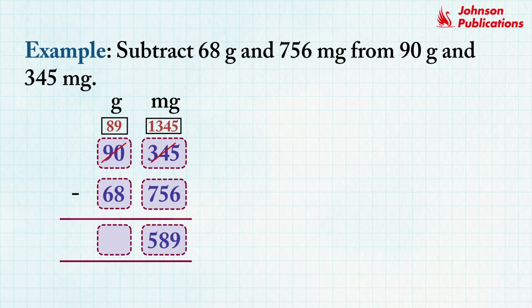Step 2. Subtract the gram. 89 gram minus 68 gram is equal to 21 gram. Thus, the difference is 21 grams and 589 milligrams.